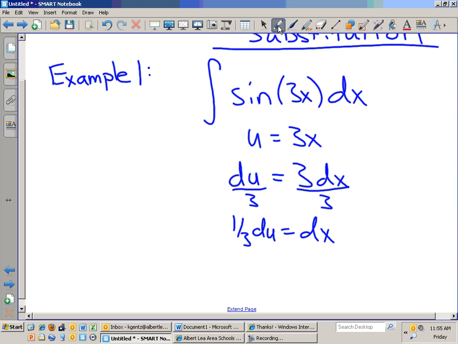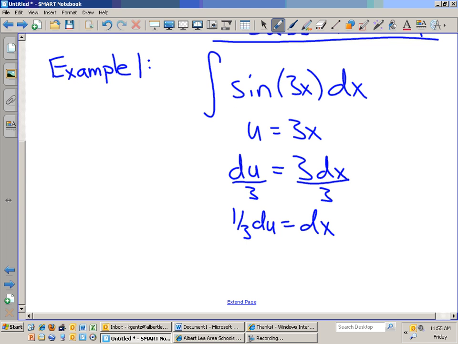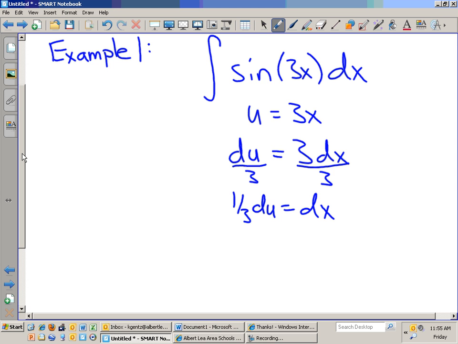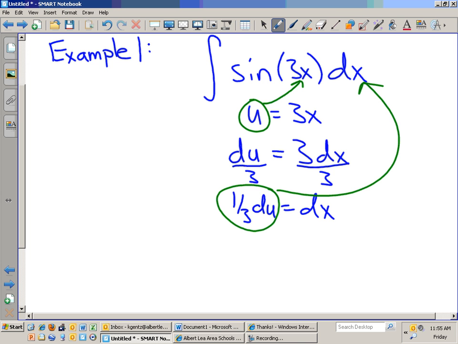This is extremely important that you understand this step in particular. Where will this 1/3 du go in for dx? Where will this u go in for 3x? I will now write a new integral. The integral of what? Sine of u, 1/3 du.